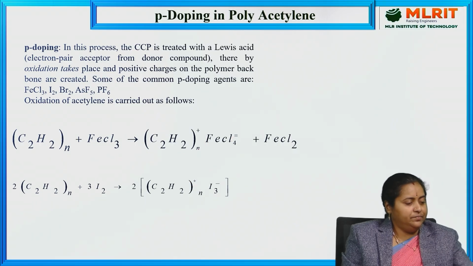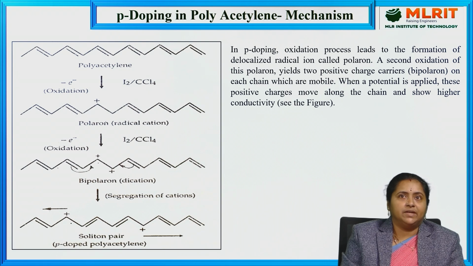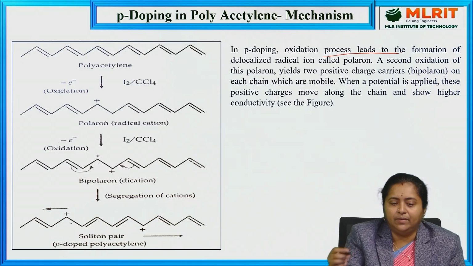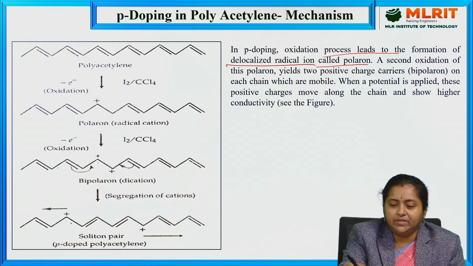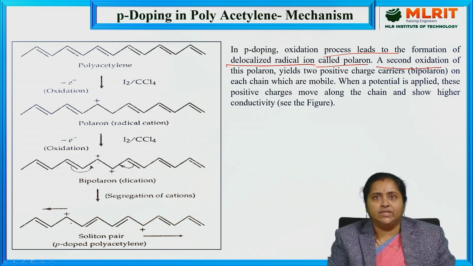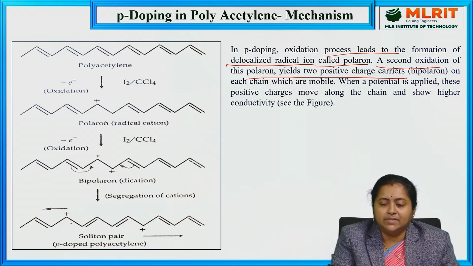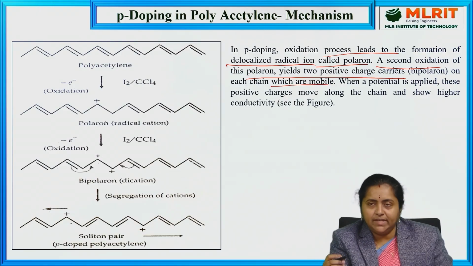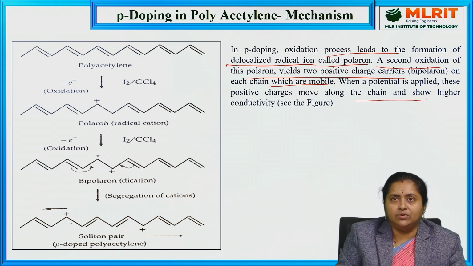So let us see the mechanism part, how it is going to take place in the case of polyacetylene when subjected to P-doping. In P-doping, the oxidation process is able to form a delocalized radical ion, that is called a polaron, and if it is followed by a second oxidation, this polaron is able to yield two positive charges, or we will call it a bipolaron, on the polymer backbone on each chain, which have mobility. When some potential is applied, these positive charges move along the chain and they show higher conductivity.